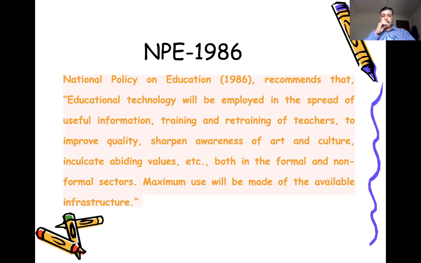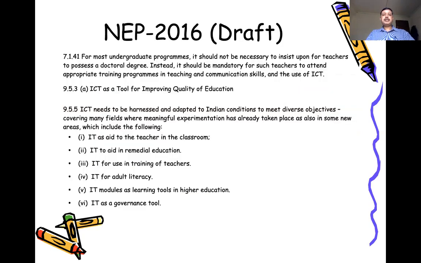And what does the Indian education system, or NPE 1986, say? The National Policy on Education 1986 recommends that education technology will be employed in the spread of useful information, training, and retraining of teachers to improve quality, sharpen awareness of art and culture, inculcate abiding values, etc., both in the formal and non-formal sectors. Maximum use will be made of the available infrastructure. This is recommended by the National Policy on Education 1986.